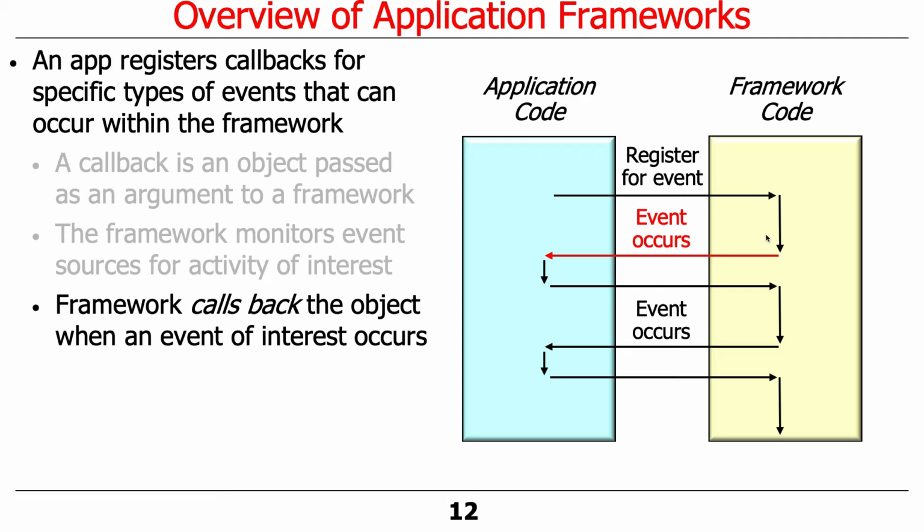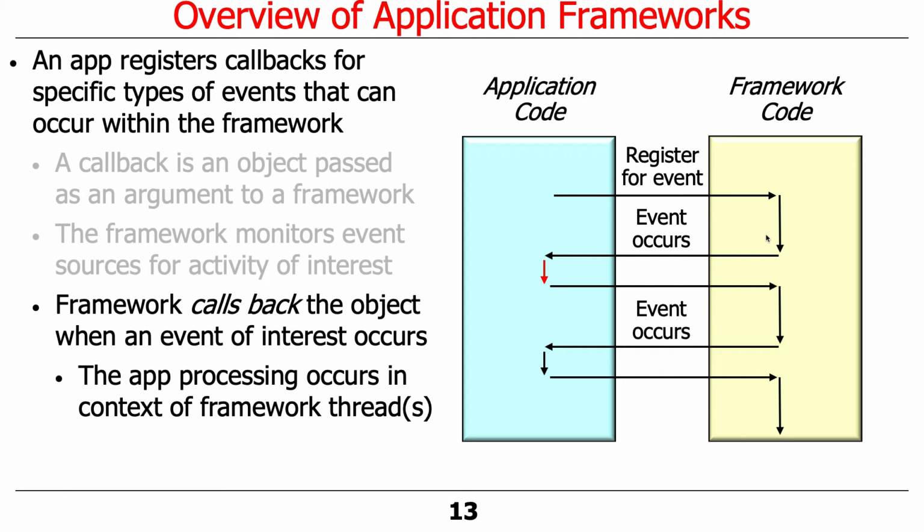So when an event of interest occurs, the callback takes place, and then the app does something in response to that callback. It might download a file, or render an image, or display a web page, whatever it's going to be doing. It'll do that processing, and the processing usually takes place by borrowing the thread of control from the framework. Now, that comes with certain pros and cons.